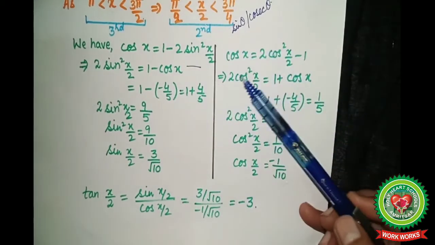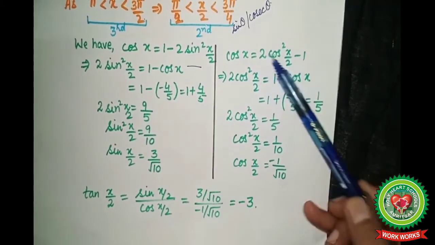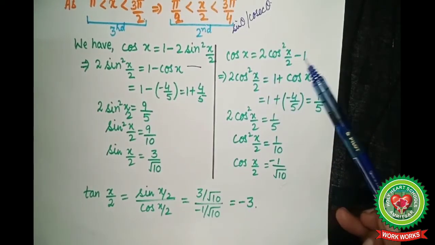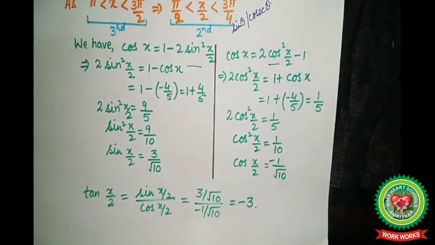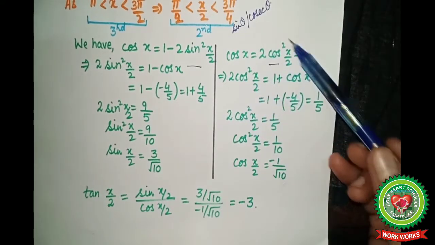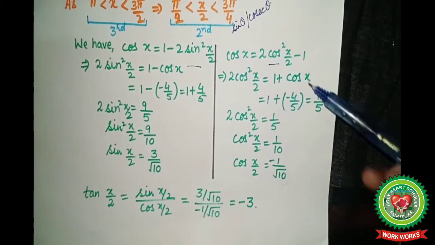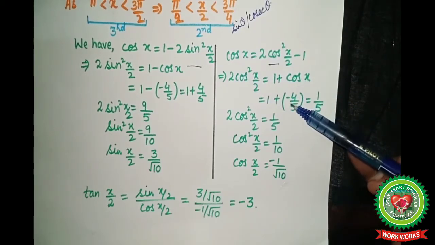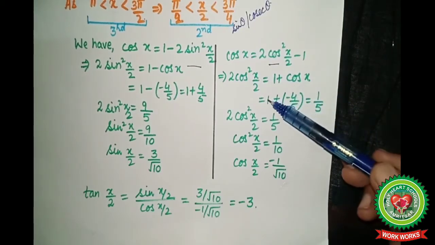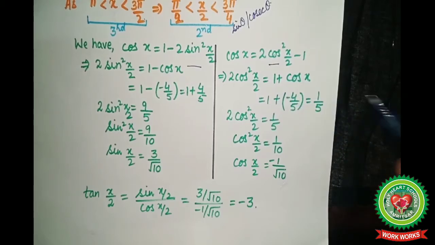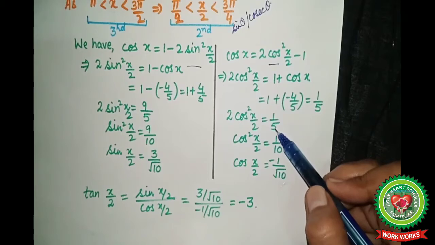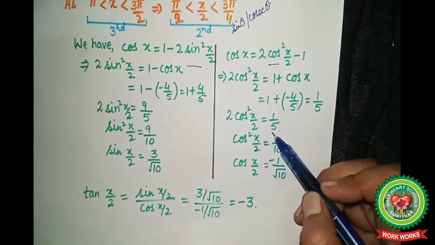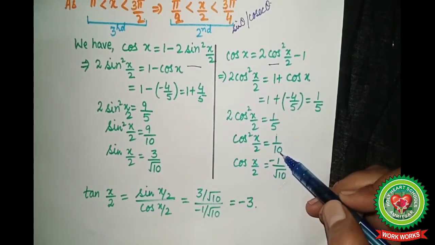Now the second part: cos x is equal to 2 cos square x by 2 minus 1. From here we can find the value of 2 cos square x by 2. It is equal to 1 plus cos x. Put the value of cos x here, minus 4 upon 5. So 5 minus 4, it is 1 upon 5. 2 cos square x by 2 is equal to 1 by 5. When you shift 2, we get 1 upon 10.